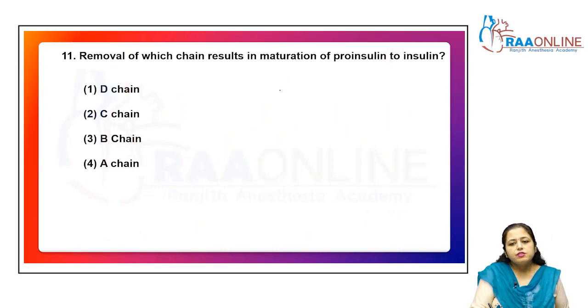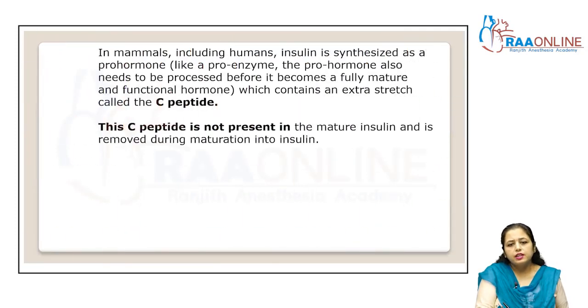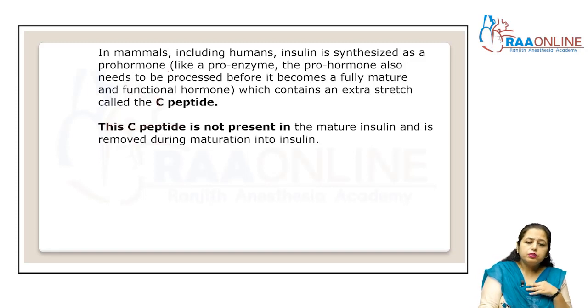Removal of which chain results in the maturation of pro-insulin to insulin? Actually, by removing the C chain, we get the maturation of the insulin. So the answer is 2. This is also a line of NCERT. In mammals, humans, insulin is synthesized as a prohormone, like a proenzyme. It needs to be processed before it becomes a fully mature and functional hormone.